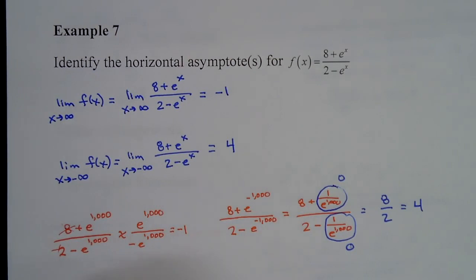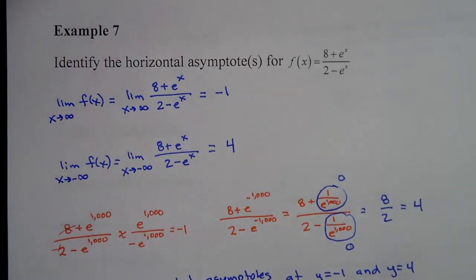So we would say f of x has horizontal asymptotes at y equals -1 and y equals 4 because the limit as x approaches infinity of f of x is equal to -1 and the limit as x approaches negative infinity of f of x is equal to 4.